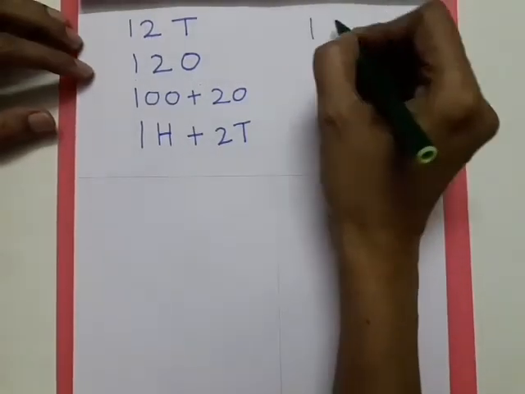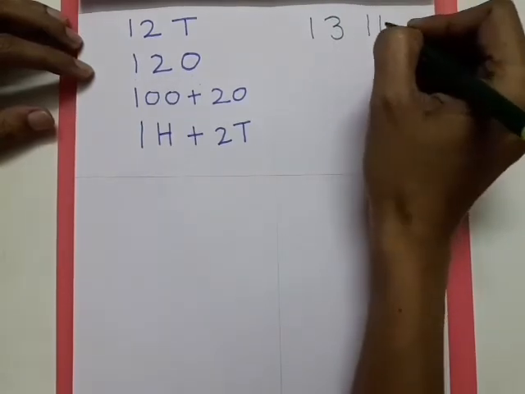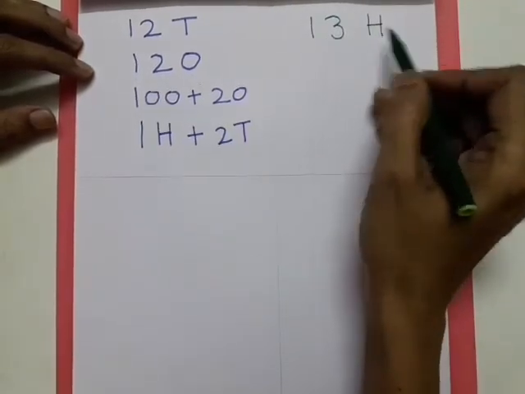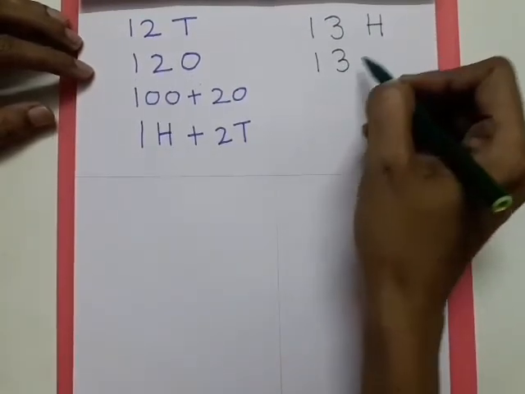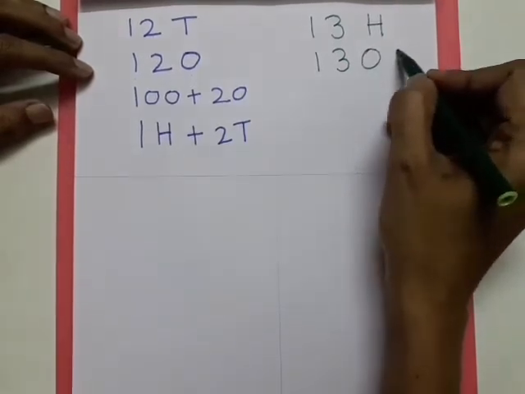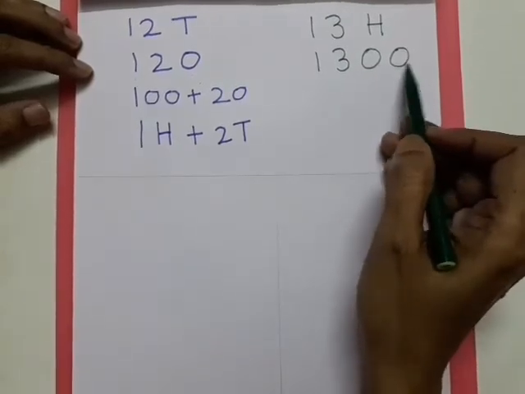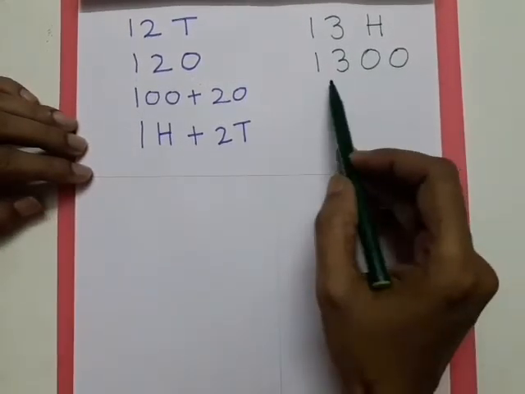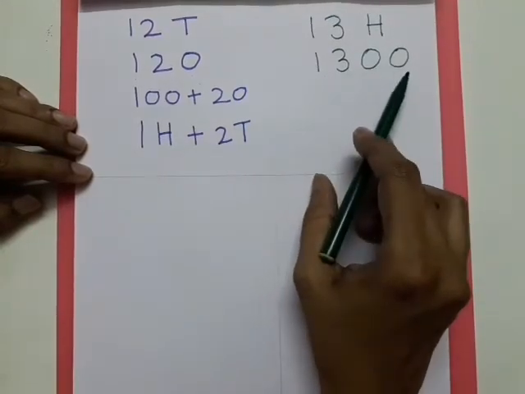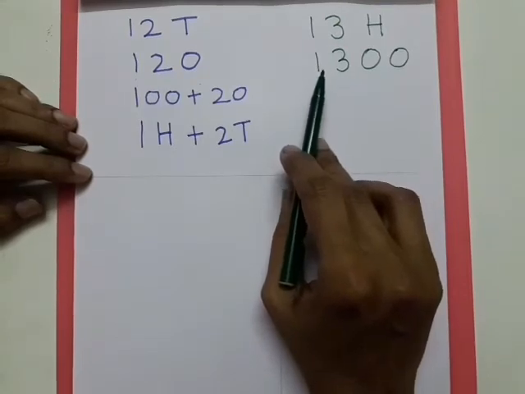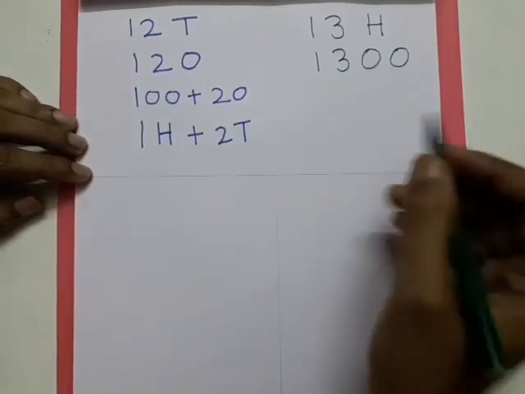Now here it was 1300. Okay, now 1300 means 1, 3, 0, 0. Okay, so we got 1, 3, 0, 0. Now how do we read this number? We read this number as 1300. Okay, so 1300. Now this we are going to show in the expanded form.